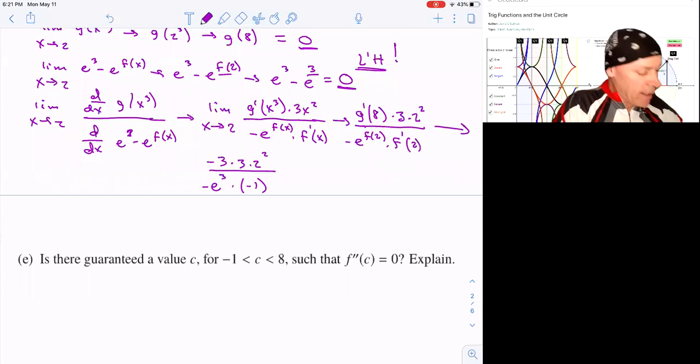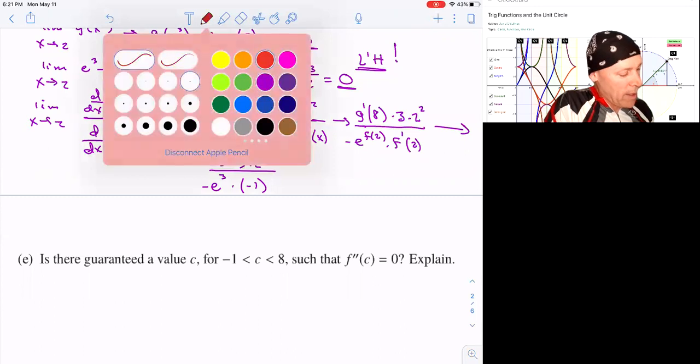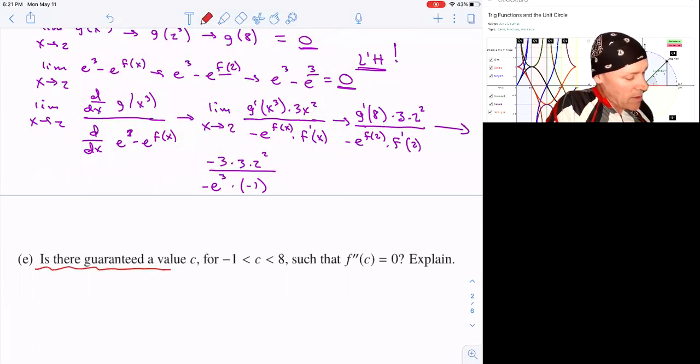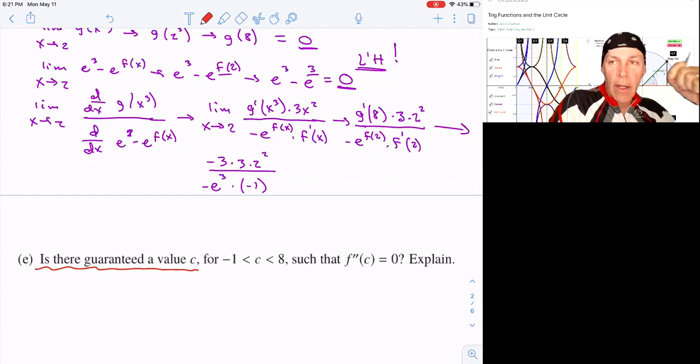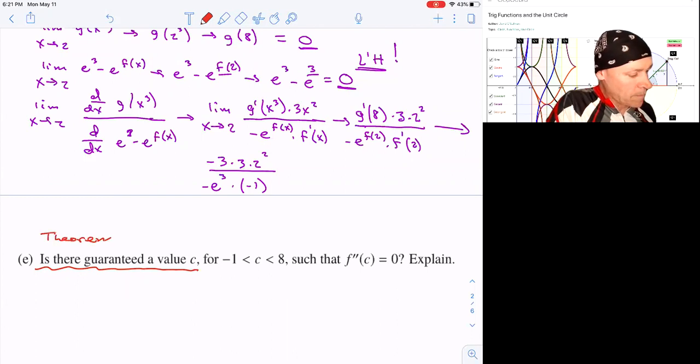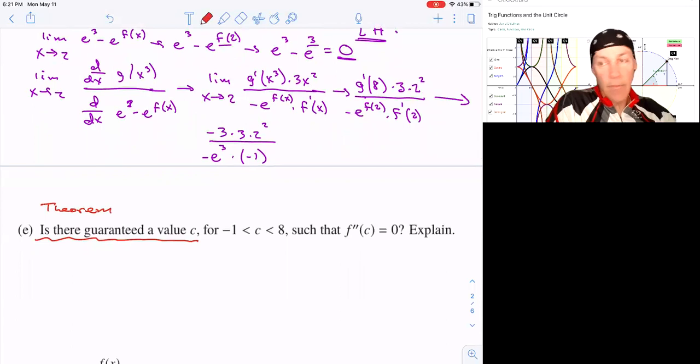All right. Part E. Is there guaranteed a value C? I hope you guys are at the point where, when you see those magic words, is there guaranteed a value C, or must there be a value C, or how do you know that a C exists, that kind of language, we're talking about some kind of theorem. Now it's just a matter of which one. Is it IVT? Is it mean value theorem for derivatives? Is it mean value theorem for integrals? What are we talking about? Squeeze theorem, Rolle's theorem.